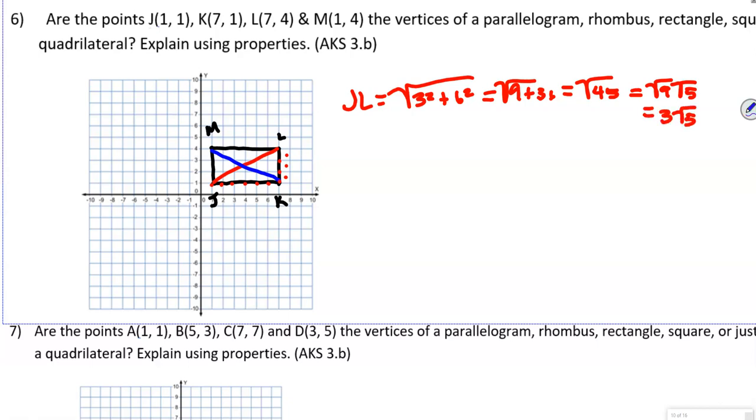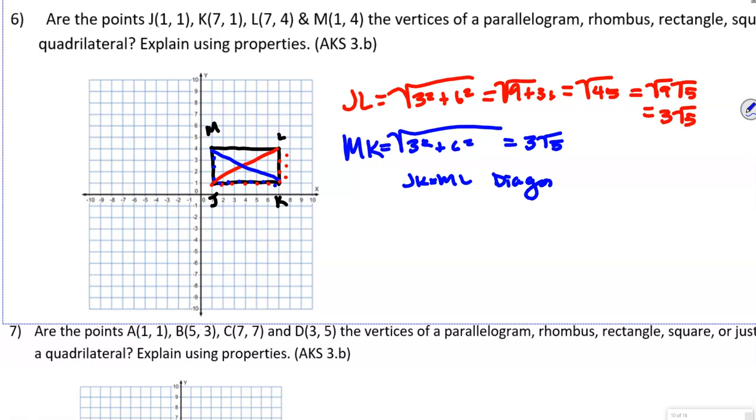Now let's compare the other one as well. Now we're going to look at MK, okay? So here again, we got 3 down, and 1, 2, 3, 4, 5, 6 again. So this is going to be the same, 3 squared plus 6 squared, which is, we know now, the square root of 45, which we also know is 3 radical 5. So because JL and MK are equal, we can say the diagonals are congruent. Now here's the thing. This is also true of a rectangle, okay? So we need to say a little bit more information if we're going to say that this is true.